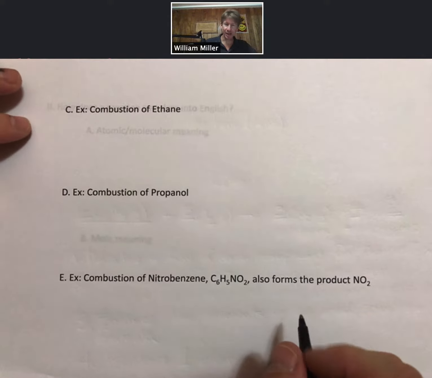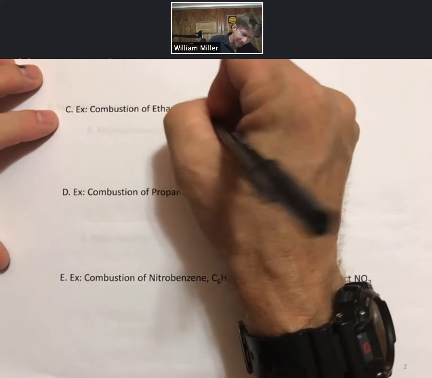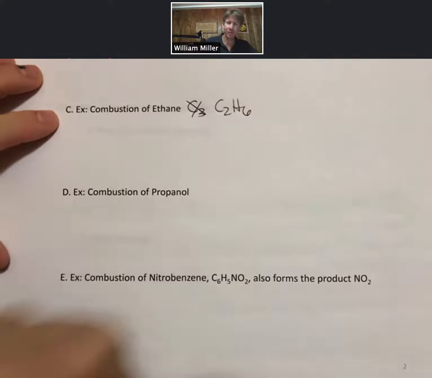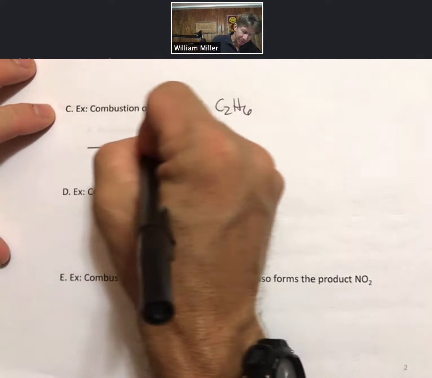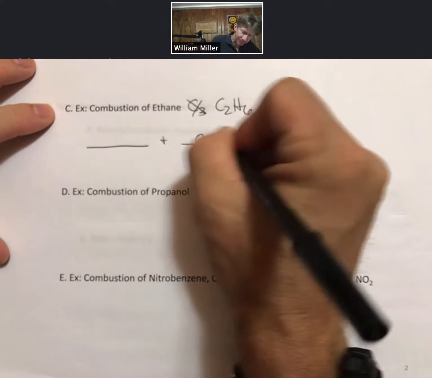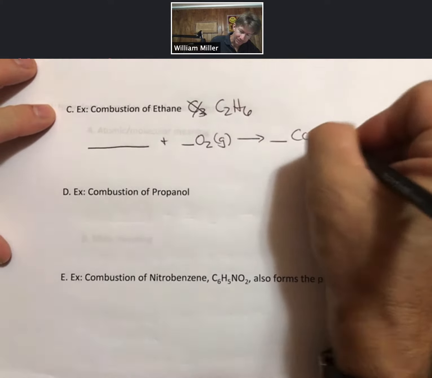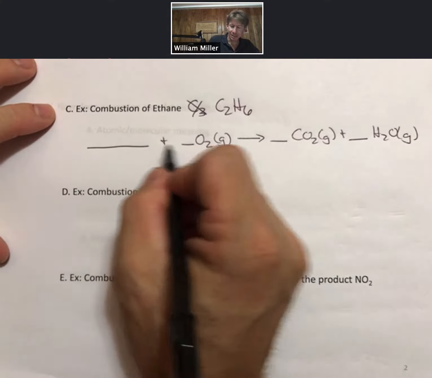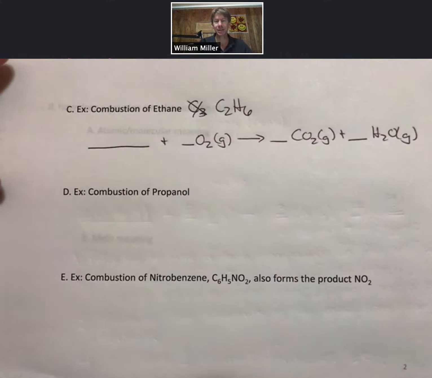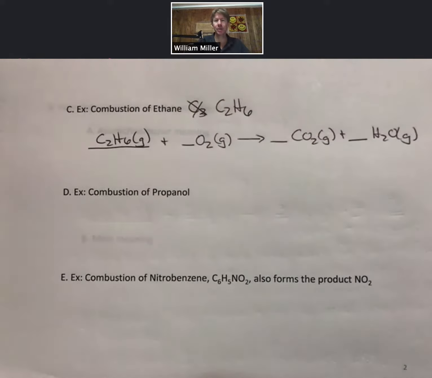Let's try combustion of ethane. If this were a quiz or exam, I would give you the formula for ethane, and the formula for ethane is C2H6. So, a burning reaction: blank plus oxygen goes to carbon dioxide plus H2O. In this case, it's ethane, C2H6. And not that you would know it, but it is a gas.